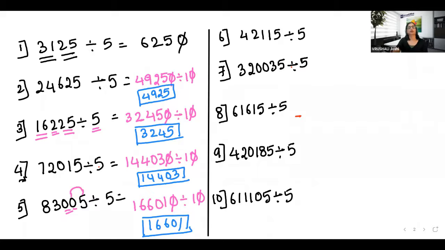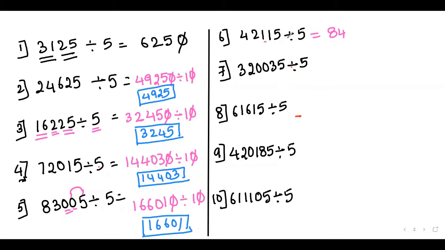Okay. 4 double 8, 2 double 4, 1 double. Oh boy. Ma'am, the answer for 6 will be 8423. One second, give me one minute, kids.